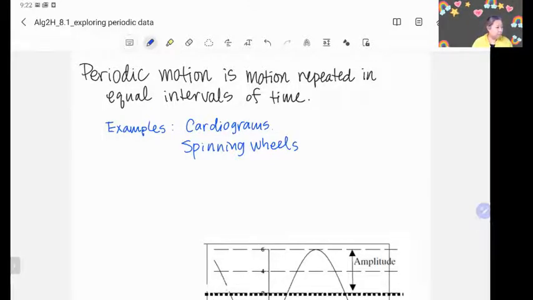Then it's not a specific example, but we can see a lot of observations from the weather are cyclic too, right? So weather, for example, temperature, rain amount, sunshine.